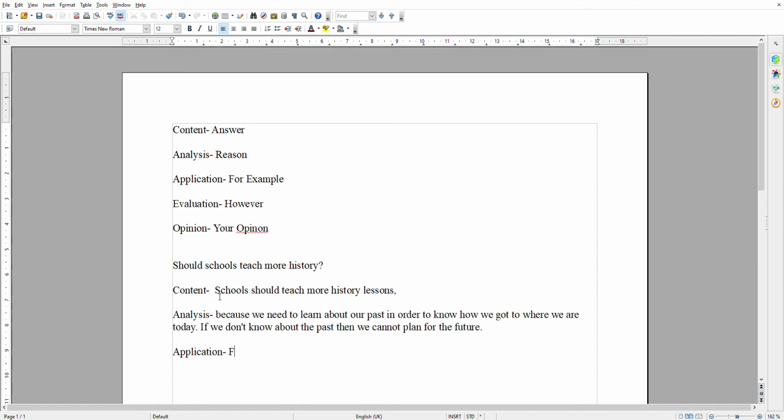Now, the application part. Now, this is an example. So we've said that. So for example, if we have made mistakes in history, we would keep repeating them, and wars would happen over the same issue.